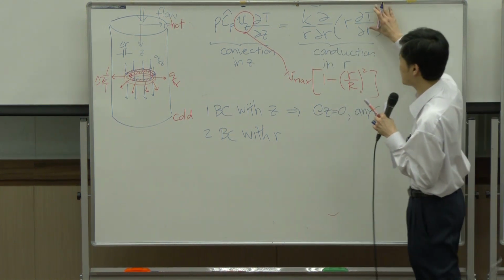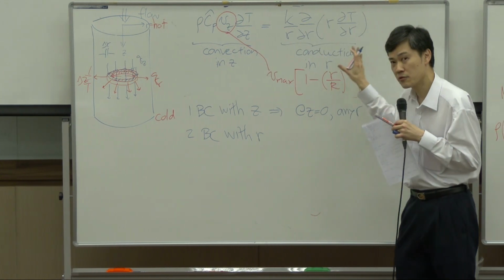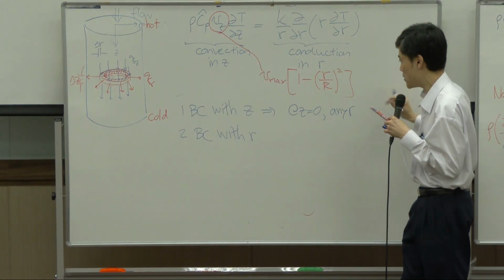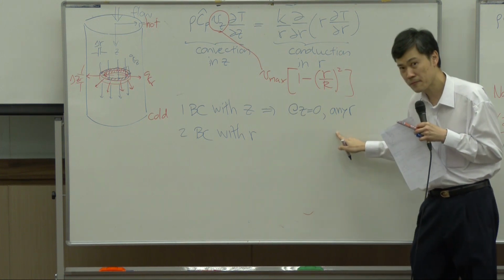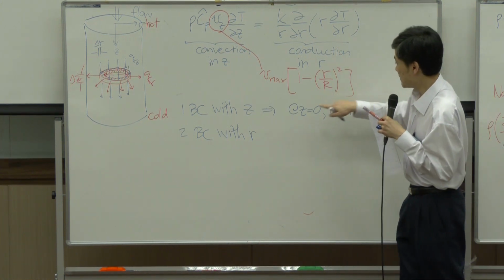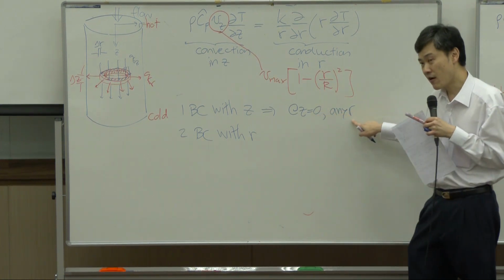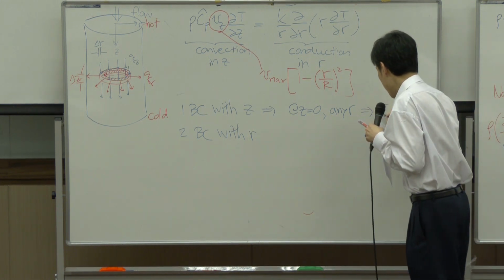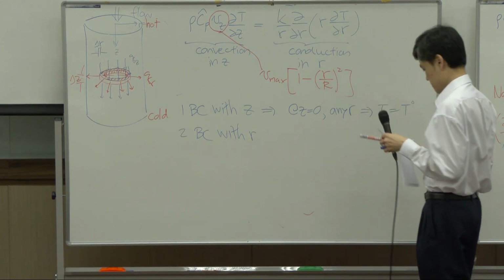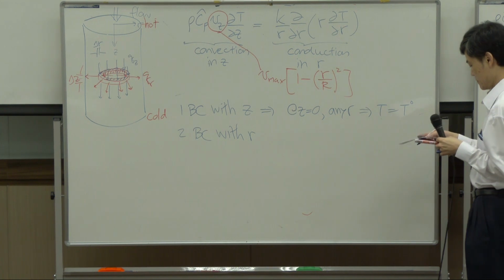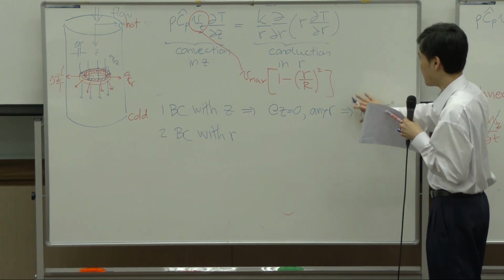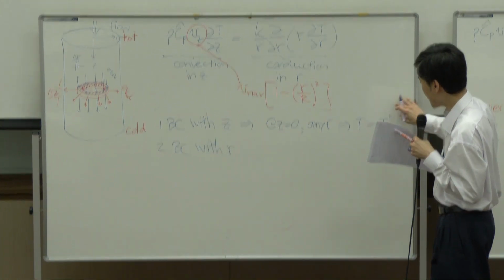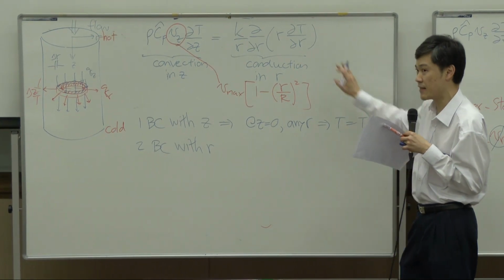Right now we have temperature as a function of two variables. When you state the boundary condition, you have to state both. This one is z equal to 0, any r. Temperature is T0, or one value. And remember, we take this reference temperature as an inlet temperature.